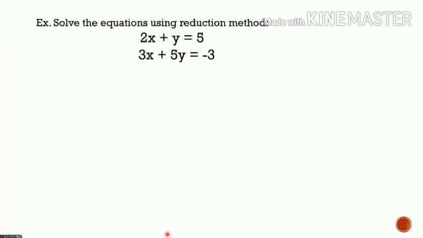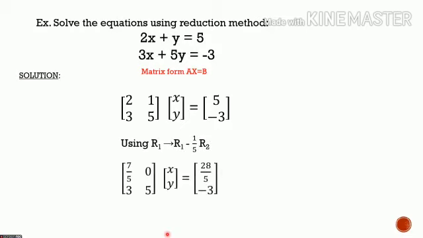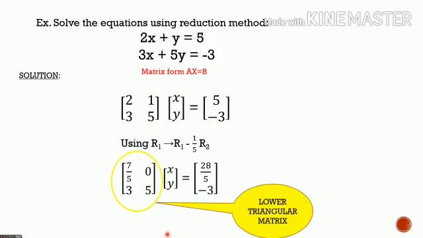Let's see example. Solve these two equations using reduction method. So first of all, we'll write equations in matrix form. Then using row operations, let's use this row operation. So we get this, where matrix A is converted or reduced to lower triangular matrix. Now we are going to use multiplication of two matrices on the left hand side.